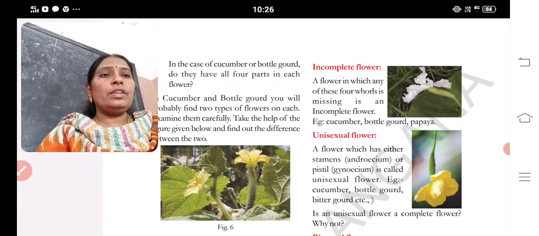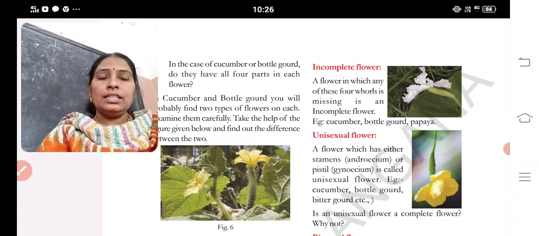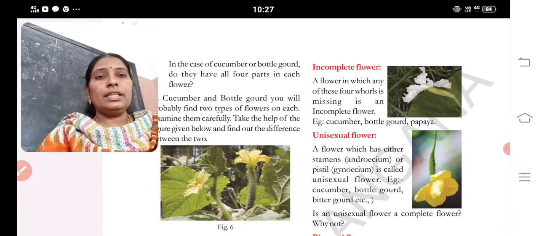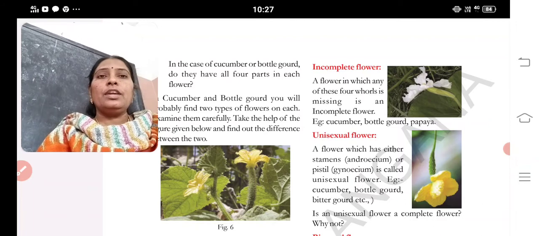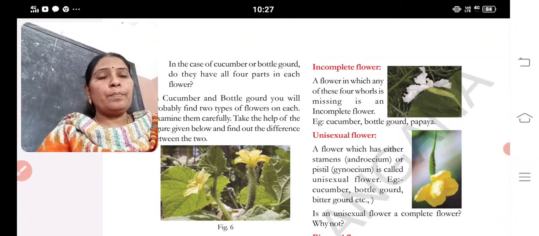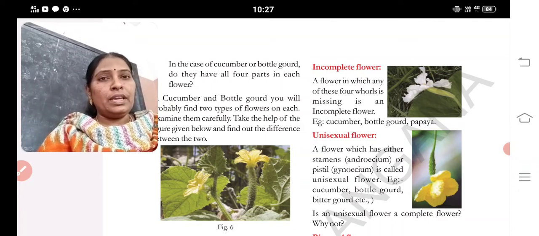Okay. Now coming to the incomplete flower. A flower in which any of the 4 whorls is missing is said to be an incomplete flower. Examples: cucumber, bottle gourd, papaya. If a flower consists of 4 parts, that is sepals, petals, stamen and pistil, it is said to be a complete flower. An example is hibiscus. If one of the parts is missing, then such a flower is said to be an incomplete flower. Examples are bottle gourd, papaya, cucumber.